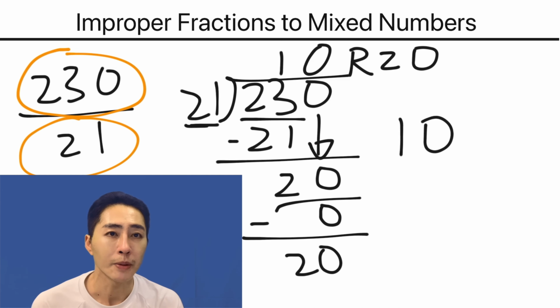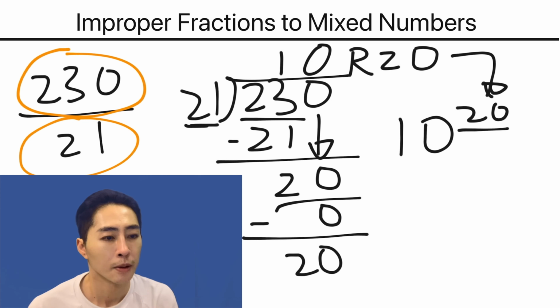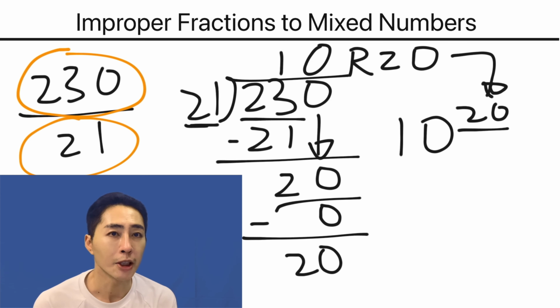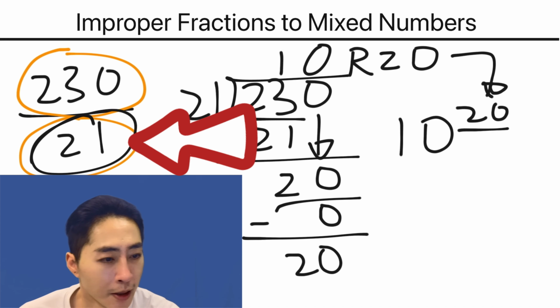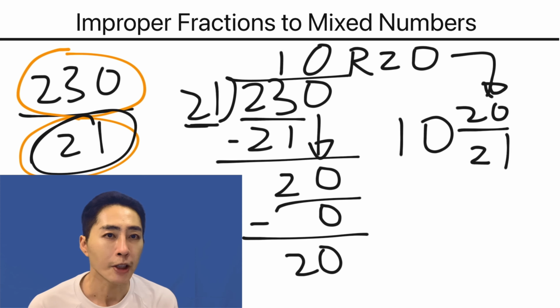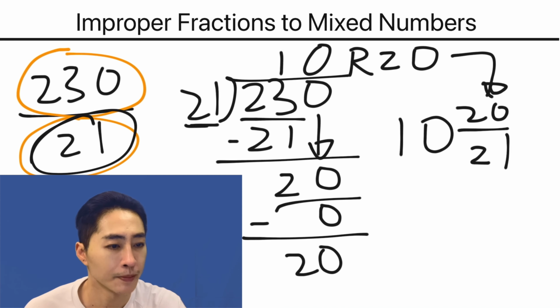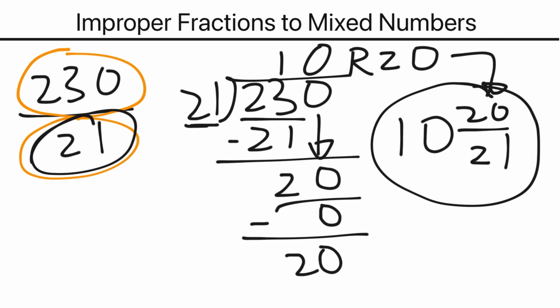And where would the remainder be? Right in the numerator. And what is the denominator? 21. So there we have it. The answer is 10 and 20 over 21. Now let's try another one.